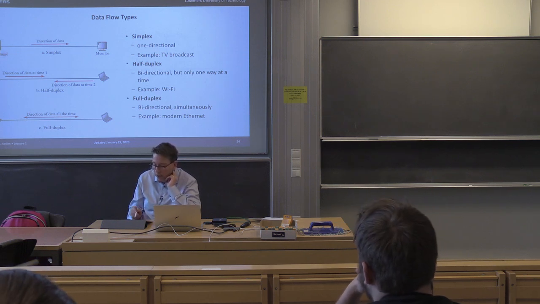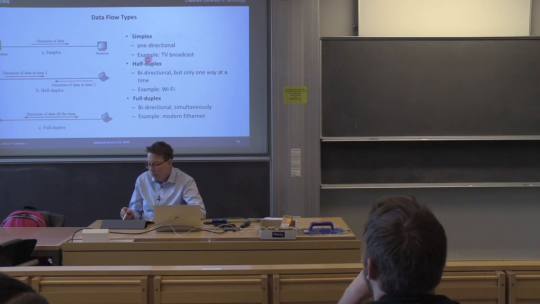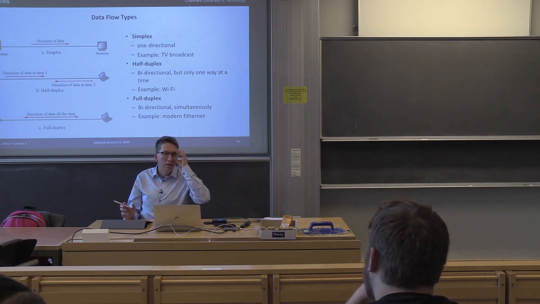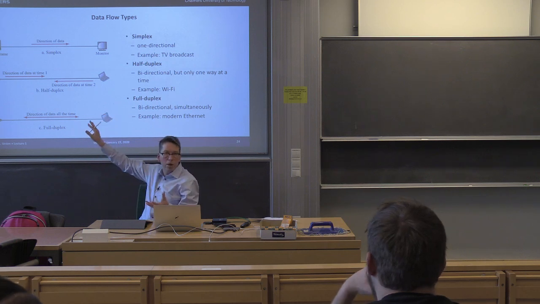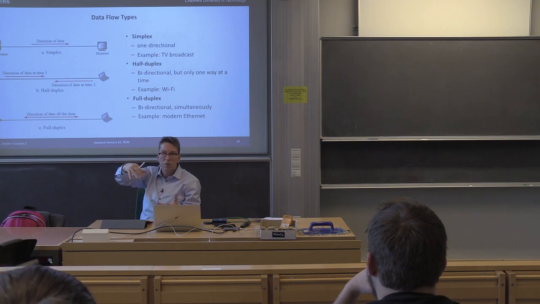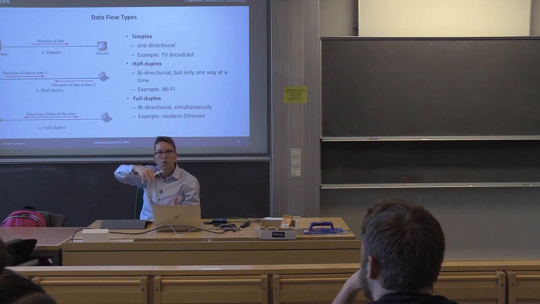So if we have a sender and a receiver like this, and data only goes from the sender to the receiver, so there's only data flow in one direction here, this is called simplex. So it's one directional, and an example of this is a regular TV broadcast that you get through the antennas, right? So there's a TV transmission tower somewhere in Gothenburg, which transmits out signals to the TVs. Okay, so data only goes from the tower to the TVs, not the other way around.